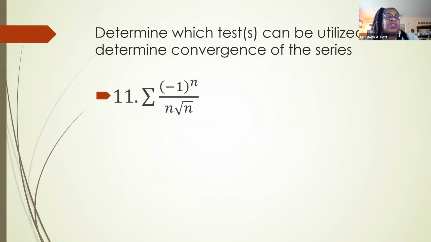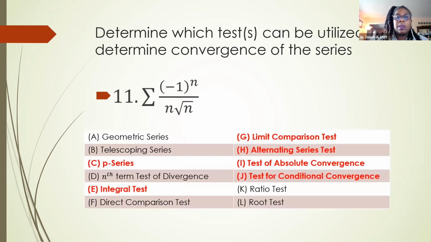One test should jump out at you already. Alternating series. So with alternating series, when I take the absolute value to find the absolute convergence, I'm going to get 1 over n to the 3/2 again. So, P series. And you can integrate that. Once you find the absolute value of it, you can do the integral of it. You can do the P series. You can use limit comparison test.